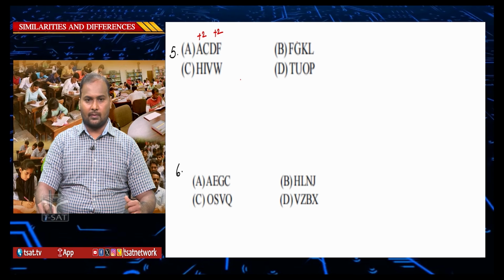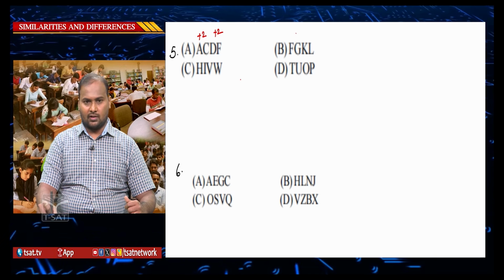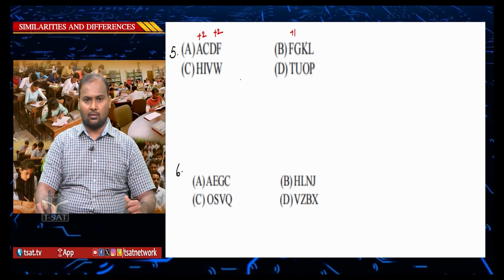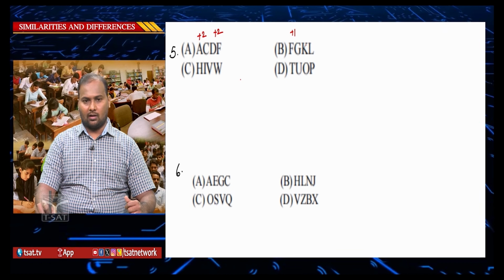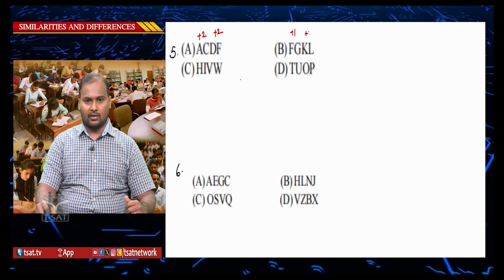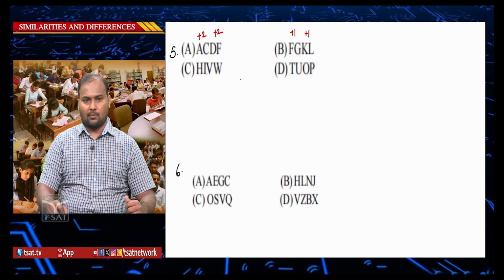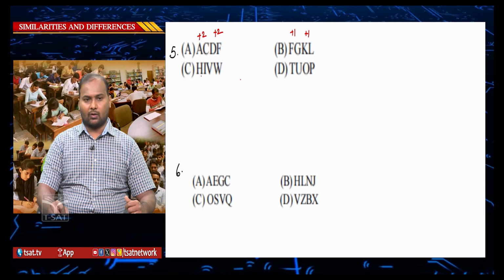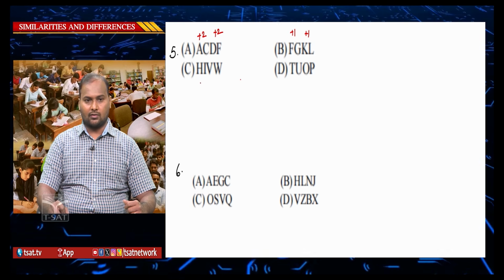Now come to F to G. F is 6. G is 7. So it is increasing by plus 1. And K to L. K is 11. L is 12. So obviously it is also increased by plus 1. Come to option C here. H to I. H is 8. I is 9. So it is plus 1.